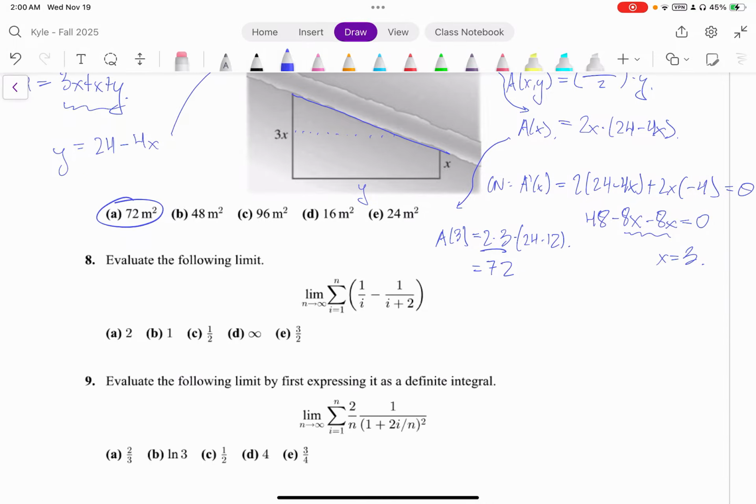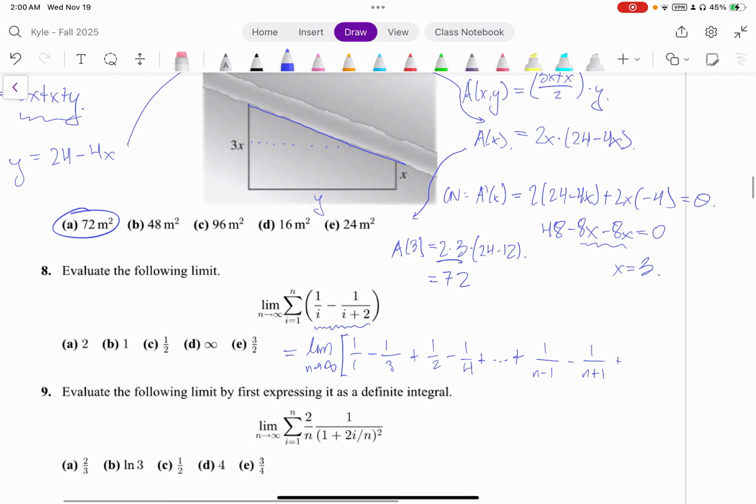Evaluate the following limit. So this looks like a telescoping sum. We have cancellations between terms. So let's just keep the limit on the outside and write out the first couple terms of the sum. So we have 1 over 1 minus 1 over 3 plus 1 over 2 minus 1 over 4 plus the final terms of our sum. We have, let's do n minus 1 first. So 1 over n minus 1 minus 1 over n plus 1 over n minus 1 over n plus 2.